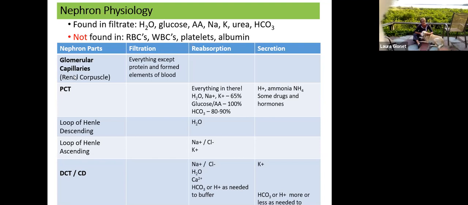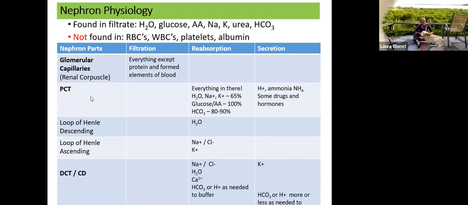All right, if we start at the renal corpuscle, this is where filtration occurs, right? Everything except protein and formed elements. So anything else that's there can potentially pass through the wall of the capillary and become filtrate, passing into the proximal convoluted tubule. There is no reabsorption or secretion occurring there.